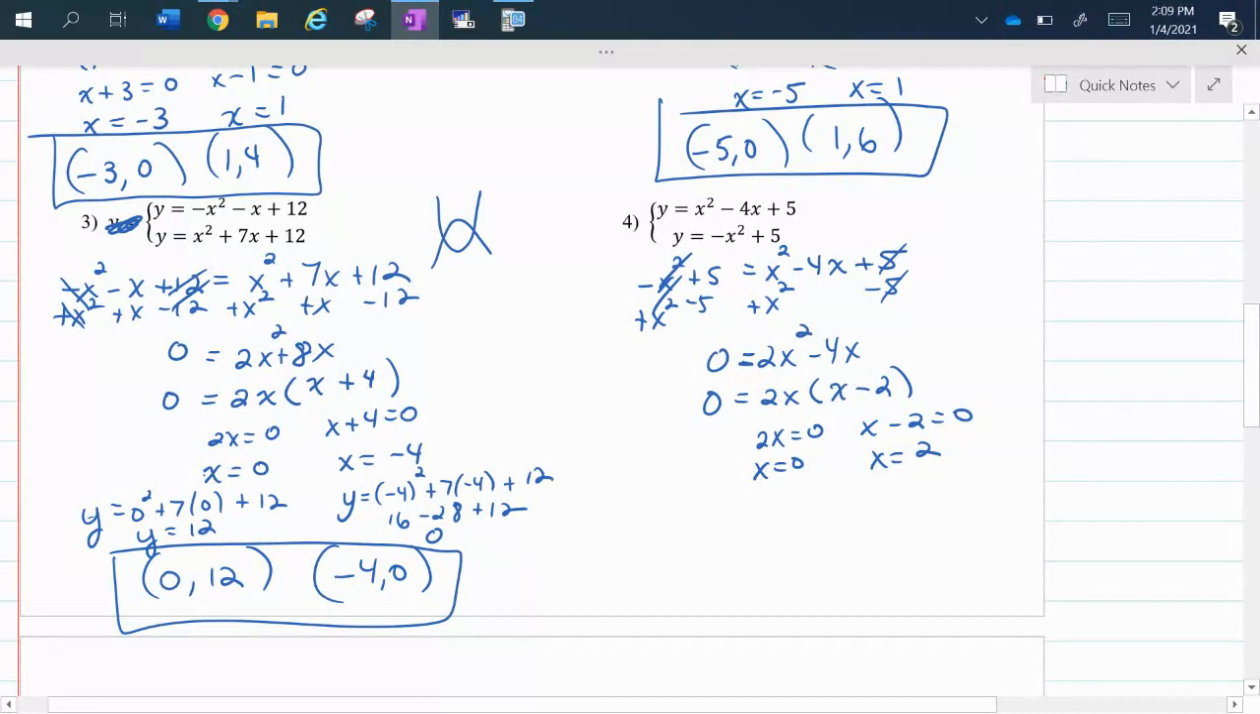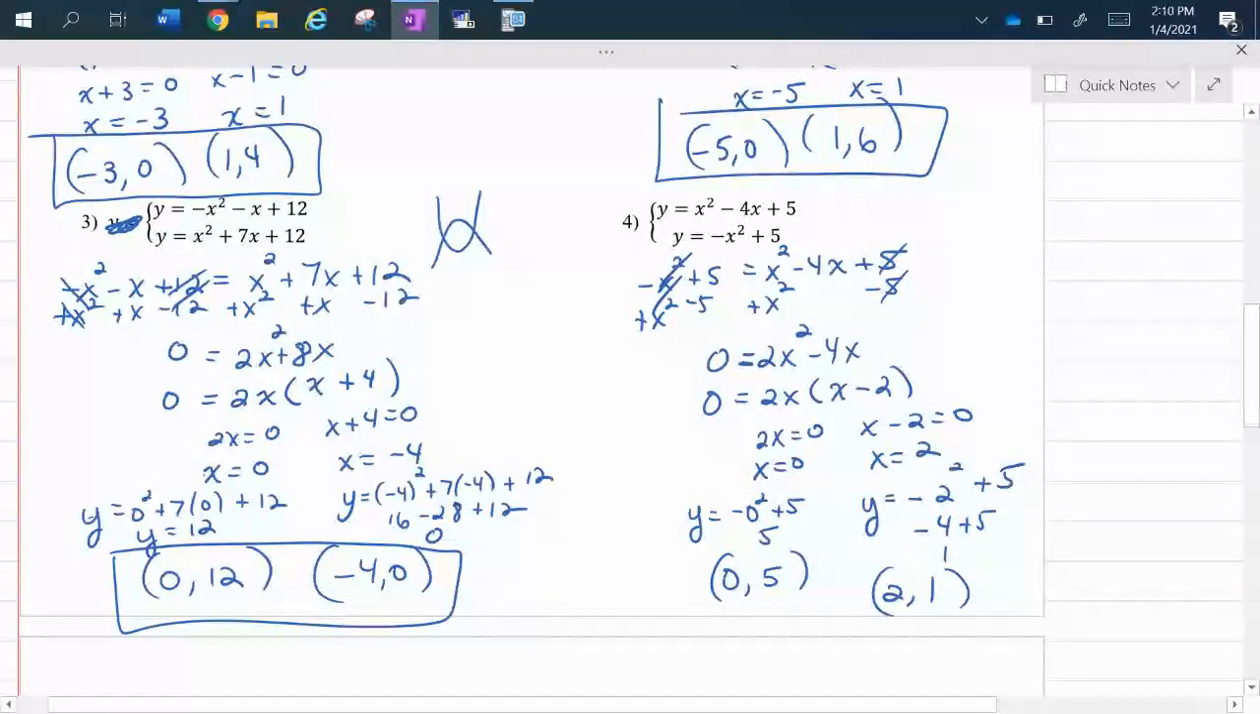So I'm going to use y equals negative x squared plus 5. So y equals negative 0 squared plus 5, which is 5. So my first ordered pair is 0, 5. And then I'm going to plug in 2. So I get y equals negative 2 squared plus 5. So that would be negative 4 plus 5, which is 1. So my second ordered pair is 2, 1. One more time, notice we have a parabola that opens up, a parabola that opens down, and they intersect twice. So it's going to look something like this.